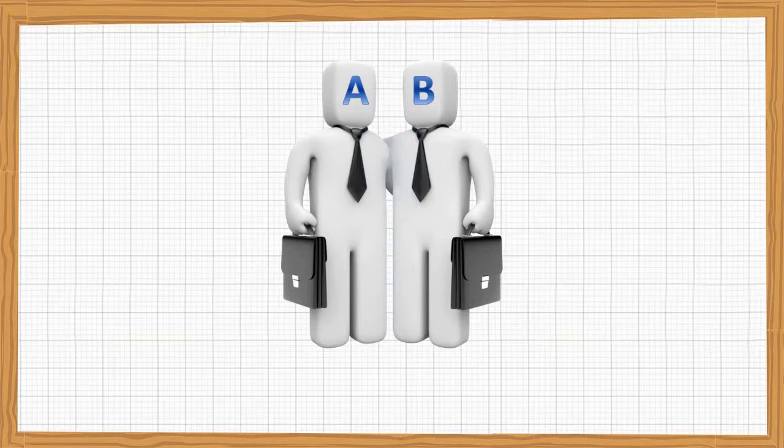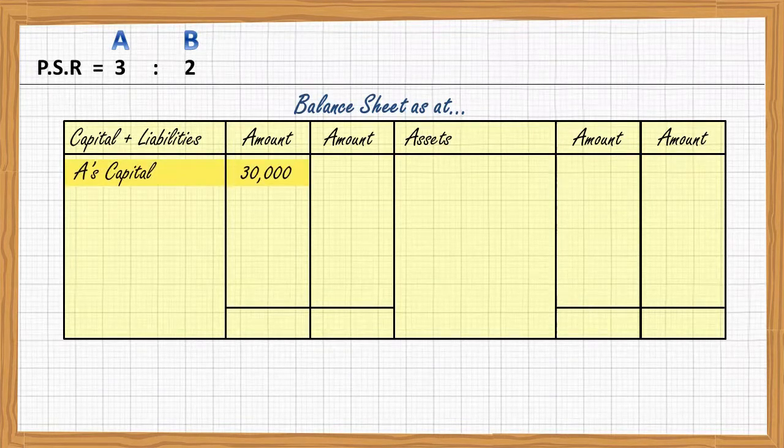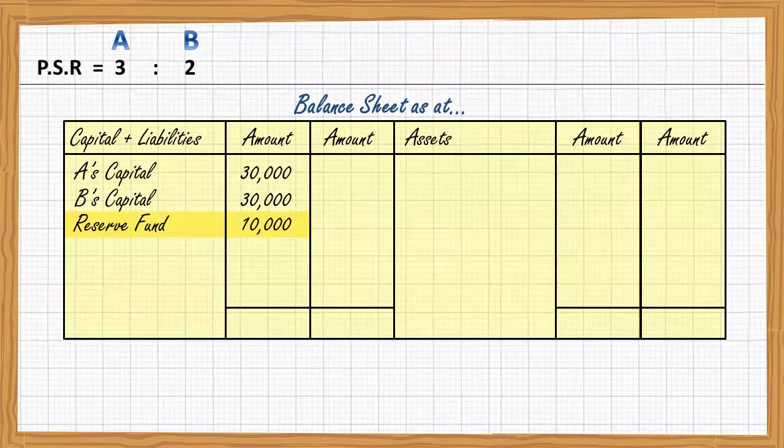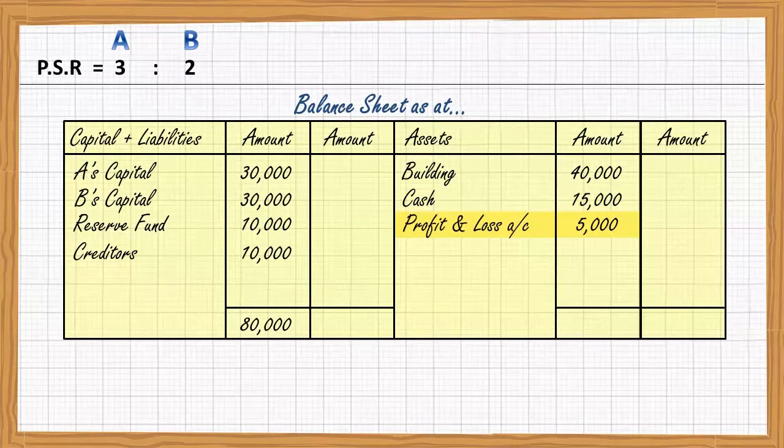Suppose there are two partners, A and B, sharing profits and losses in the ratio of 3:2. And this is the balance sheet of A and B. A's capital 30,000, B's capital 30,000, reserve fund 10,000 rupees, creditors 10,000 rupees, total 80,000. Building 40,000 rupees, cash 15,000 rupees, profit and loss account 5,000, furniture 20,000, total 80,000.